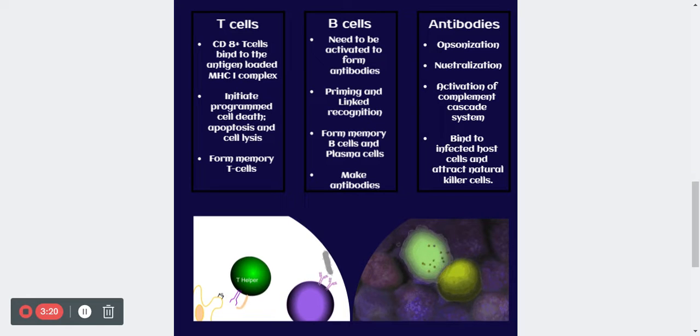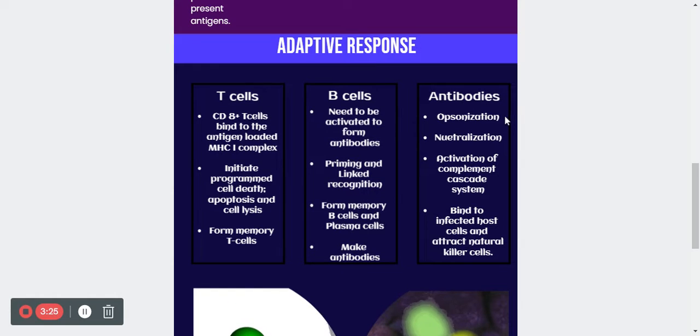There are four ways in which antibodies can attack the virus. The first one is opsonization, in which the antibodies are going to mark free-floating viruses for phagocytosis, and the macrophage is going to come along and engulf the virus and degrade it. Another way antibodies attack the virus is by neutralization. They would make the virus unable to affect the new healthy host cells.